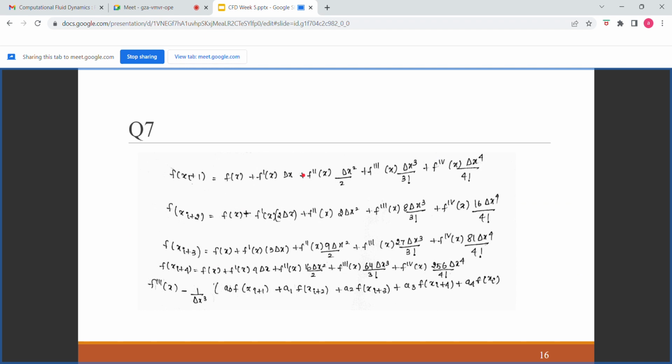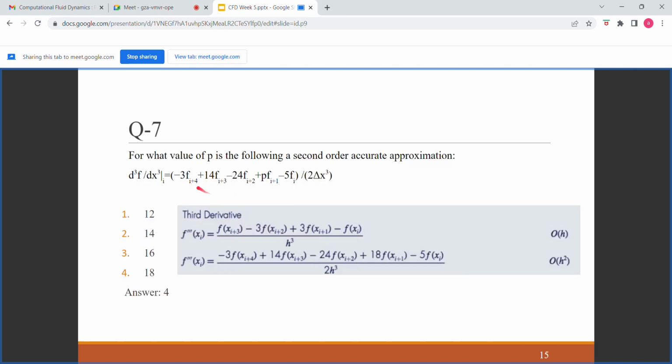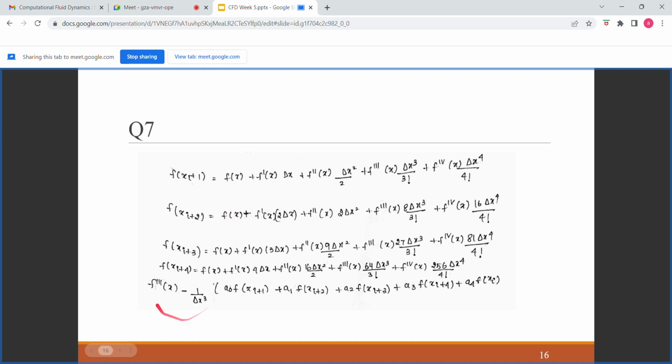And normally f triple dash of x is equal to a naught coefficient into f of i plus 4 plus another coefficient into f of i plus 3. Like for all the terms ranging from f of i plus 4 to f of i, we are having some coefficients divided by delta x cube. So this is what we are writing it as here.